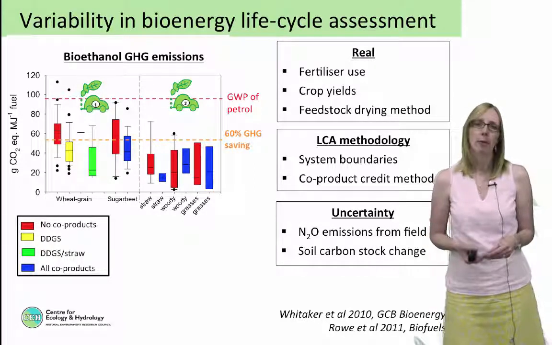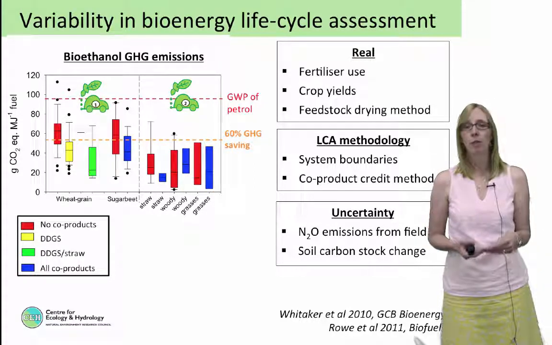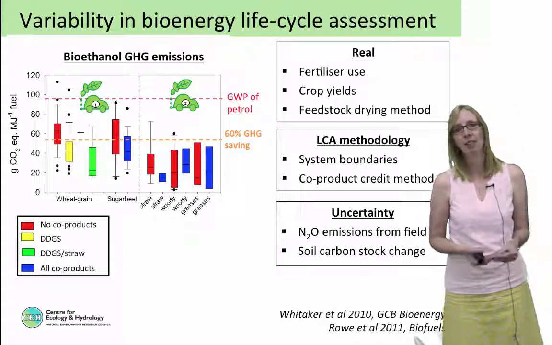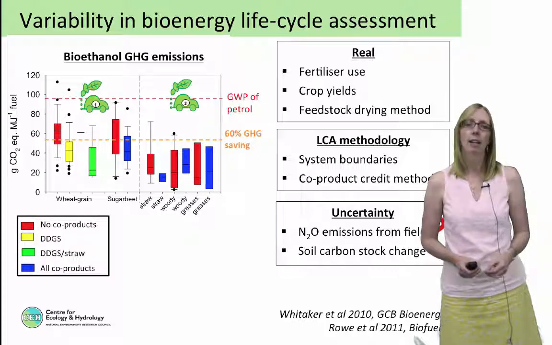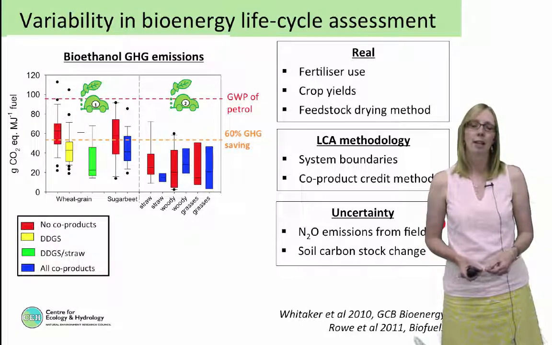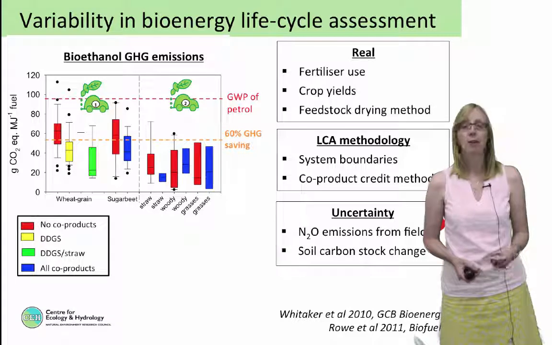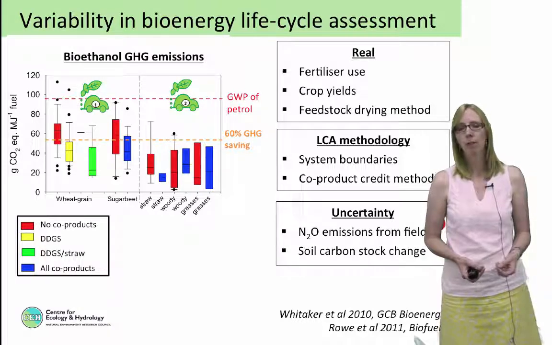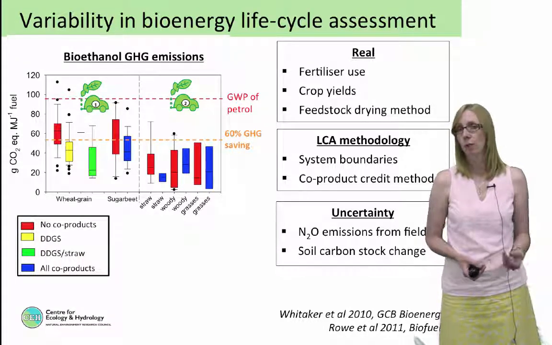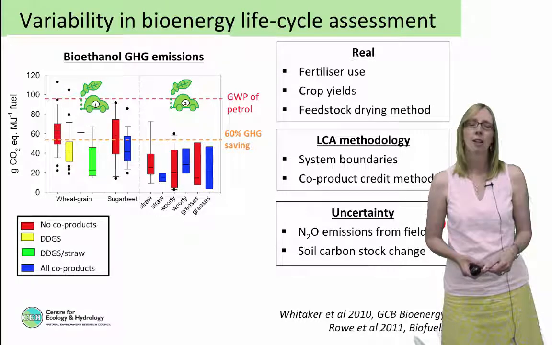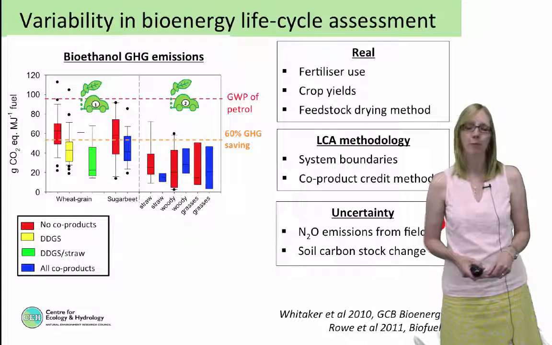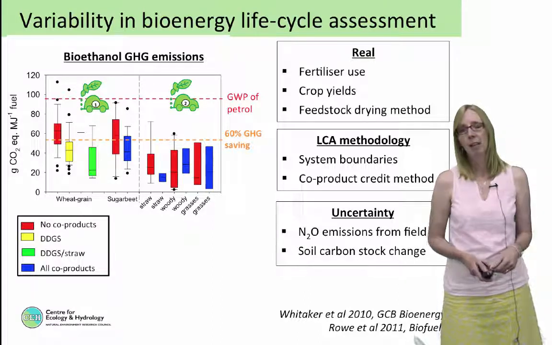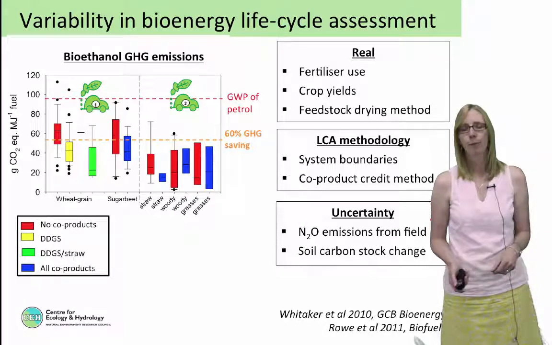The third type of variability in these papers was uncertainty. And as research scientists, this is where we were really interested, because this was where there's a lack of data, a lack of knowledge and information. And the main areas identified were around nitrous oxide emissions from the field as a result of fertiliser use and also from soil from land use change, and the soil carbon stock change that results from planting these crops. And so we began a research programme studying these components of the bioenergy life cycle.